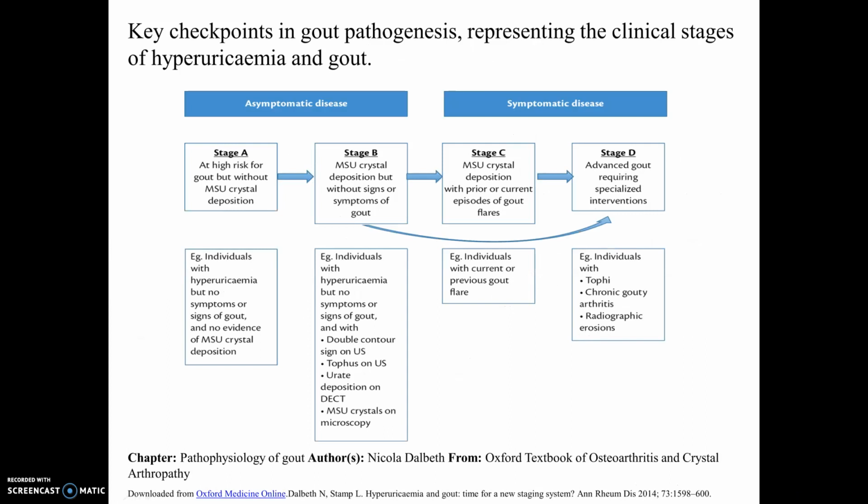The asymptomatic period is shown on the left-hand side of this slide. It's a slide that I took from an article I read recently describing hyperuricemia and gout, the asymptomatic period on the left and the symptomatic disease on the right. You can see that these are key checkpoints in gout pathogenesis, representing the various clinical stages.